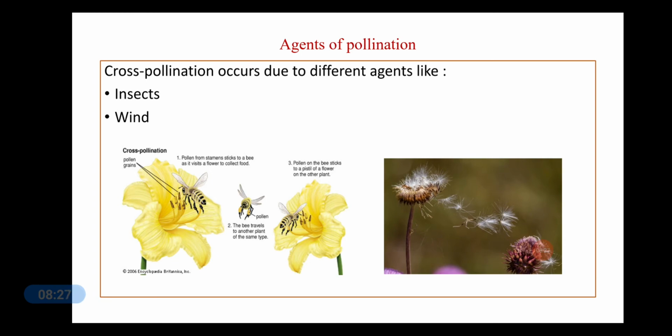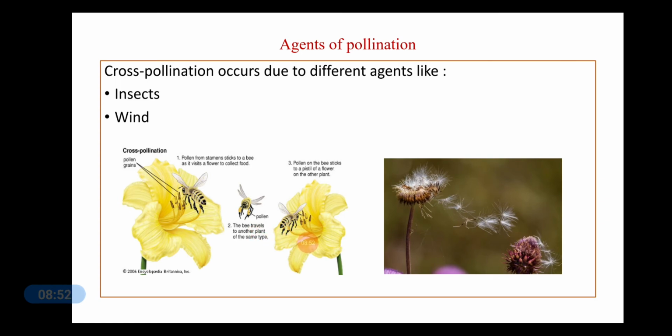First, the insects. As you can see in the first figure, the insects are helping in cross-pollination. They go to one flower to take the nectar. So, when their body touches the anther, what happens? The pollen grains stick to the leg or to the body of the bee over here. Now this bee flies off to another flower to collect nectar.